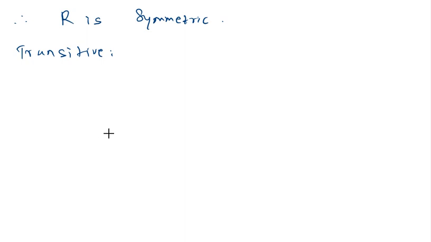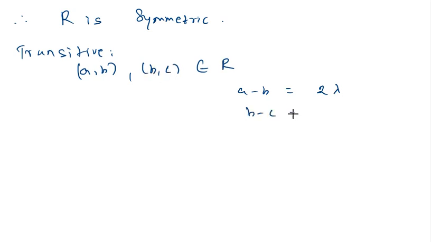Transitive case: we have to take two ordered pairs, (A, B) and (B, C). If (A, B) belongs to R, then A minus B is some 2 lambda. And if (B, C) belongs to R, then B minus C is 2 mu, where lambda and mu are integers.